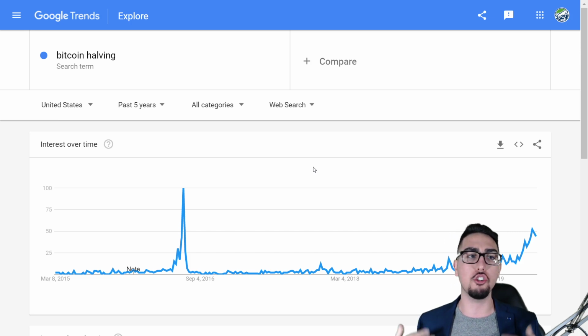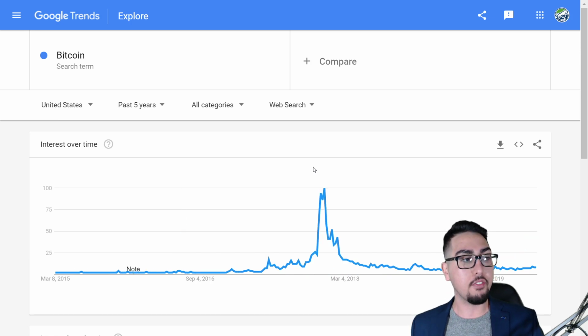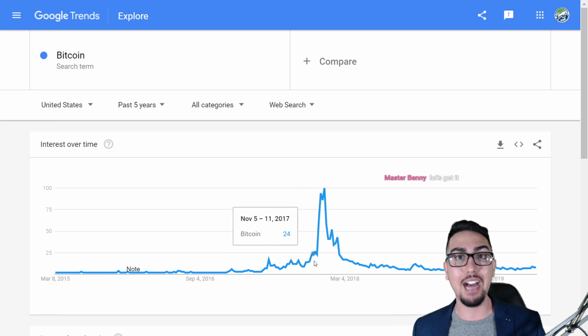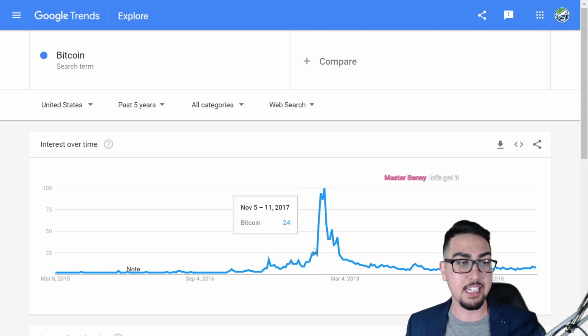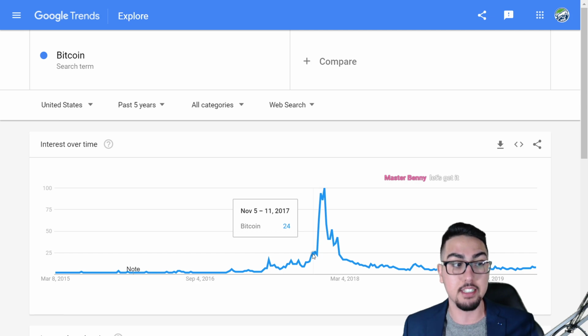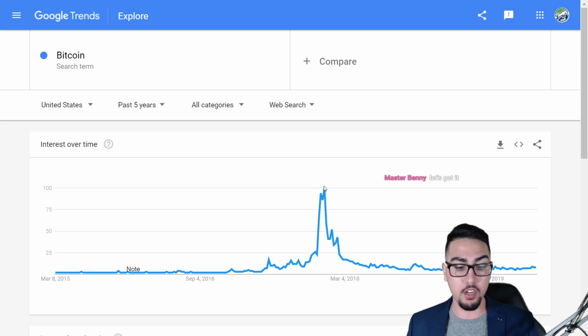Very important because this is showing you what the everyday person is searching on Google. And why is that important? Well, I'll tell you exactly why. If you look here at the Bitcoin search term, what could have predicted, quote unquote, the rally in 2017? We'll see here that the Google Trends chart showed in November of 2017 an increase in interest. And of course, it peaked out when Bitcoin eventually peaked out.